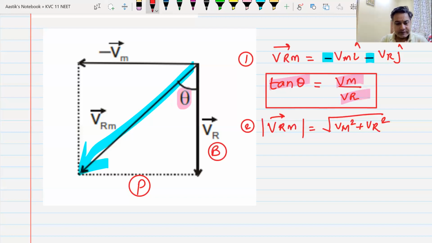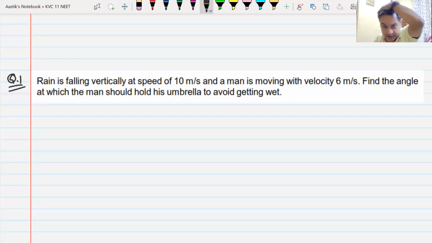You can also find the velocity of rain with respect to man. Find out both the things: at what angle he should hold his umbrella, and what is the velocity of rain with respect to man. You have 2 minutes to do this.